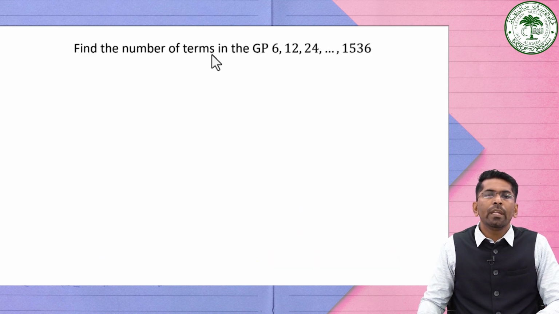Now consider another example. We want to find out the number of terms in the geometric progression 6, 12, 24, up to 1536.